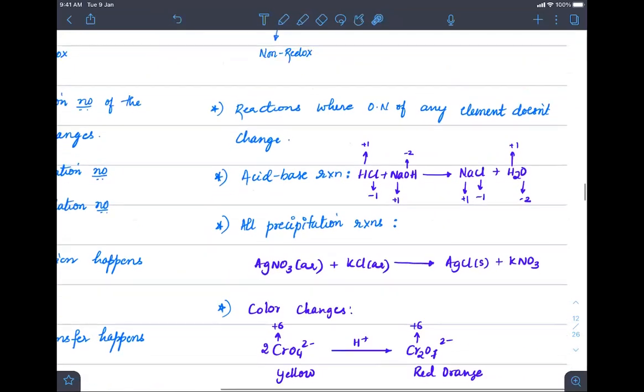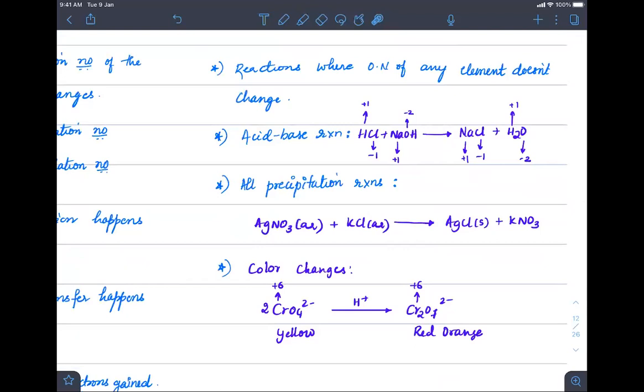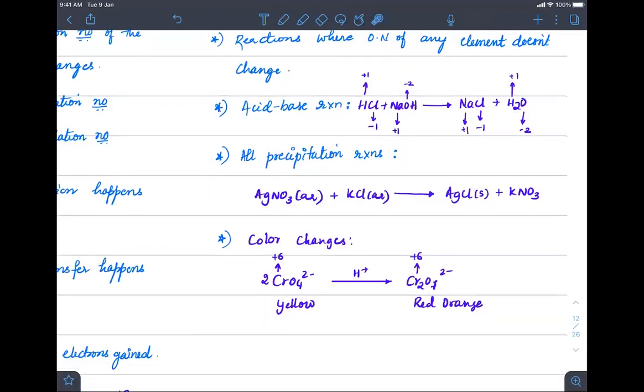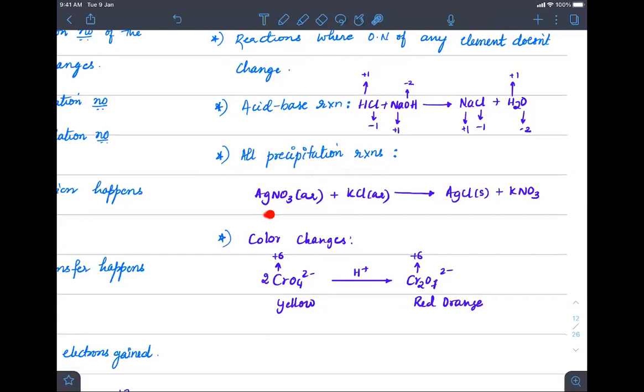On the other hand, when I talk about non-redox reactions, the oxidation state of every element should remain the same. It should not change, whether it is on the reactant side or the product side. A few examples: precipitation reactions like AgNO3 plus KCl becoming the precipitate AgCl and KNO3. Here only double displacement has taken place. K has come here, Ag plus has come here. This is also called double displacement. Due to double displacement, this has undergone precipitation. There is no electron transfer involved here.